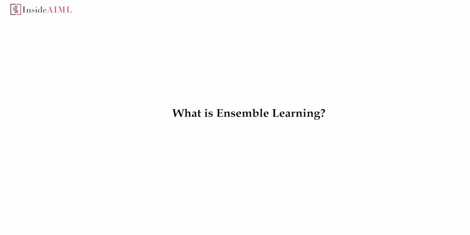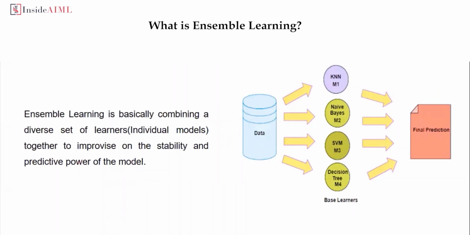Okay, let's go to the next question. What is ensemble learning? Ensemble learning is basically combining a diverse set of learners together to improve the stability and predictive power of the model. In simple terms, you're building a number of different models for the same data to get the same answer. You take the same data set, make different machine learning models, train them on it, and try to get the answer.